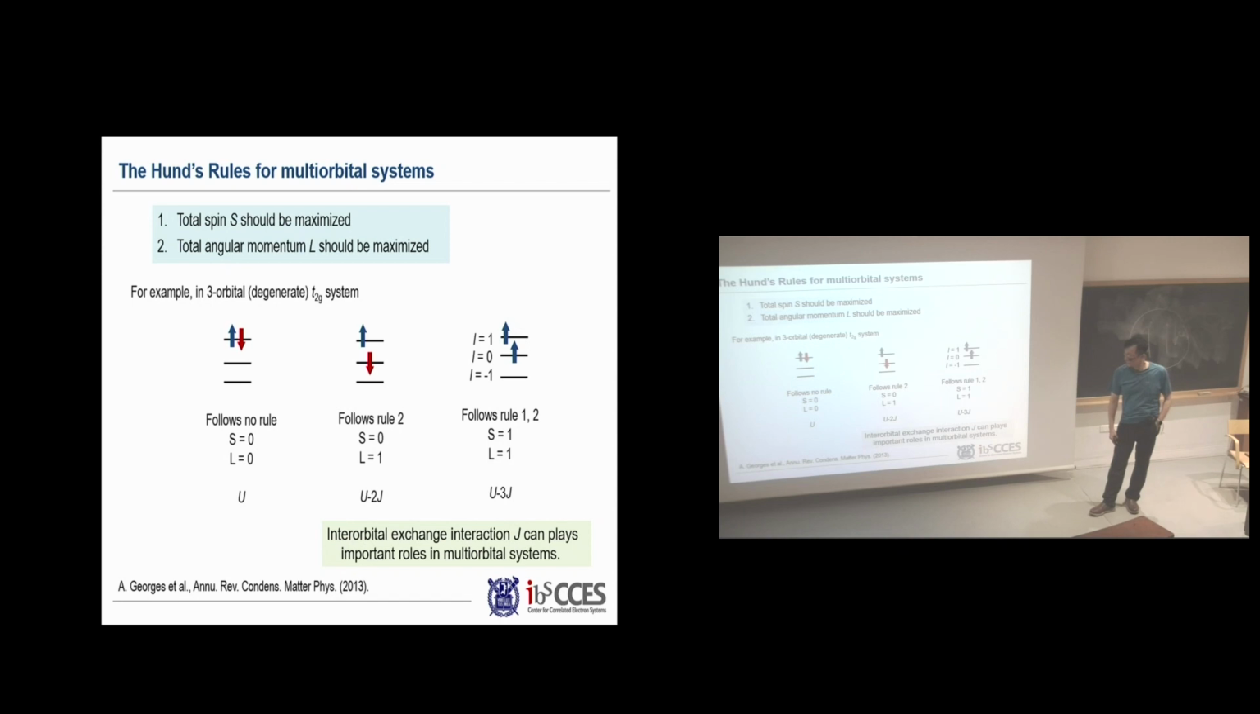So this has the lost energy. That's what Hund's rule said. So for a multi-orbital system, just like strontium ruthenate, the exchange interaction should play a very important role, and that's the reason some metals could have an incoherent state due to this kind of correlation. That is a Hund's metal, but as far as I know, there's no experimental evidence for that.